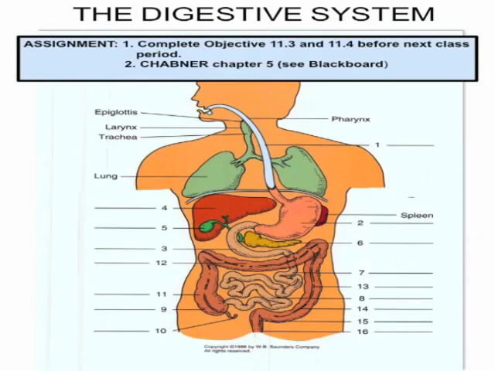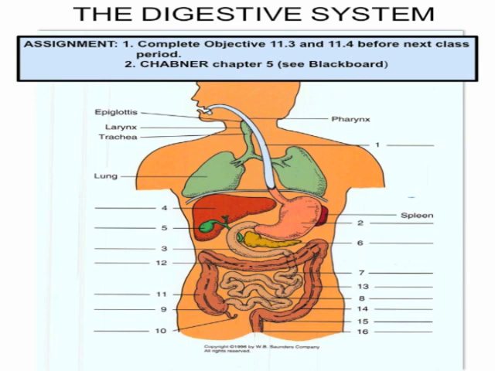Hello, today's lecture is going to be on the GI system, or more commonly known as the digestive system. At the top, you see that there is an assignment due by next week. Below, in the diagram, we will go ahead and label each numbered line.